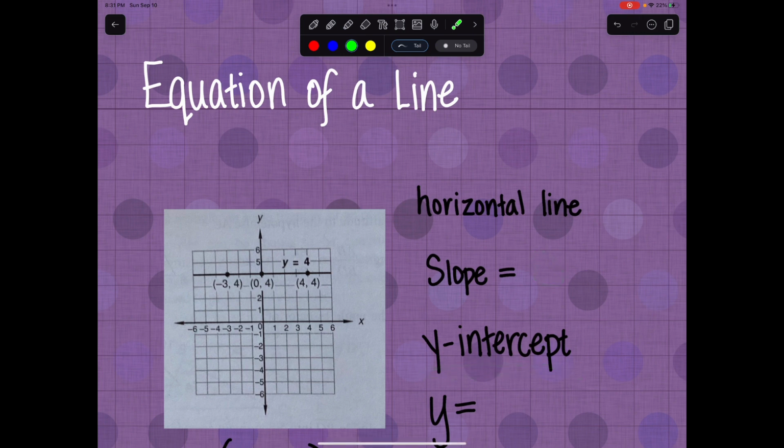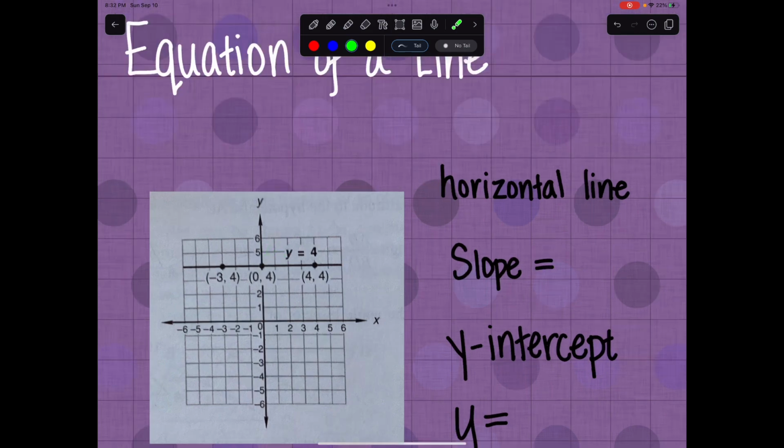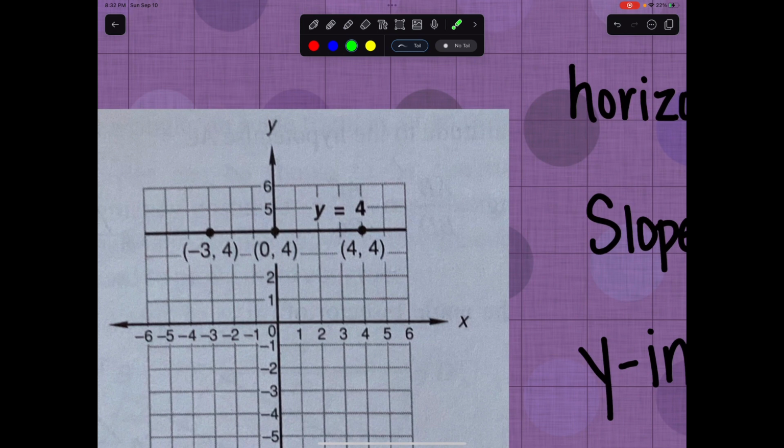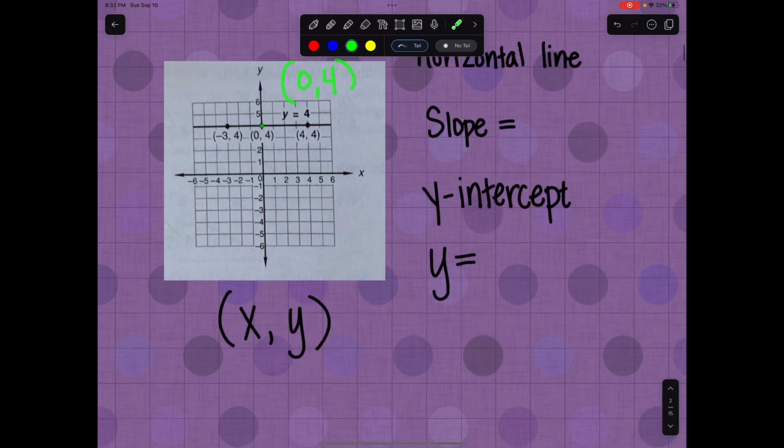Okay, back to the y-intercept. The y-intercept is where it crosses that y-axis. It's only going to do it at one point, and it's going to be right here on this particular line, which is the coordinates of 0 for x, 4 for y. So remember the coordinates are x, comma, y, and that particular point is going to be 0, comma, 4. The equation for this line, whenever you have a horizontal line, is just going to be y is equal to some number. In this example, it's y is equal to 4.